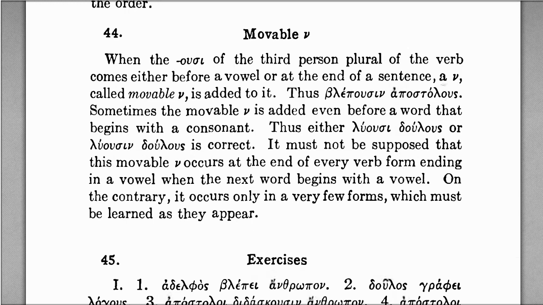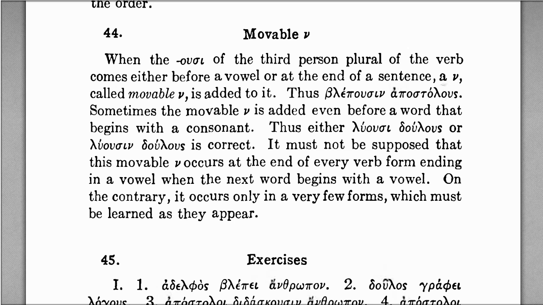Finally, last paragraph of the lesson, paragraph 44, movable nu. When the ending of a third person plural of the verb comes either before a vowel or at the end of a sentence, a nu, we call it a movable nu, is added to it. Thus, blepousin apostolous, we have. Sometimes the movable nu is added even before a word that begins with a consonant. Thus, either lousi doulous or lousin doulous is correct.